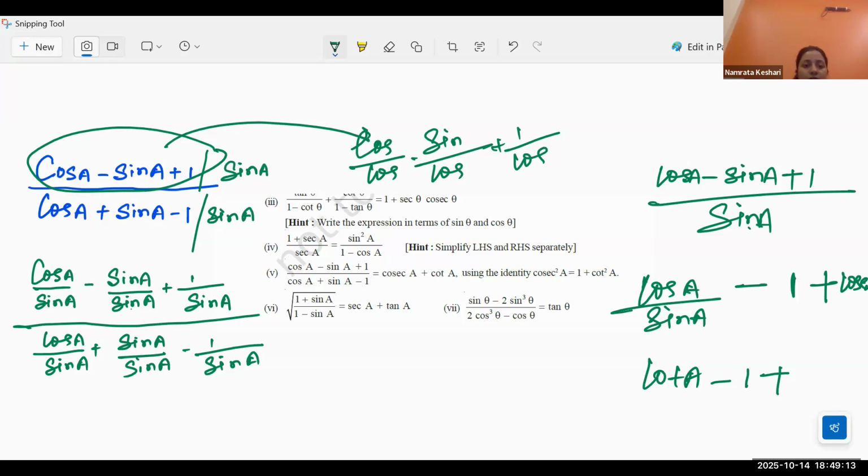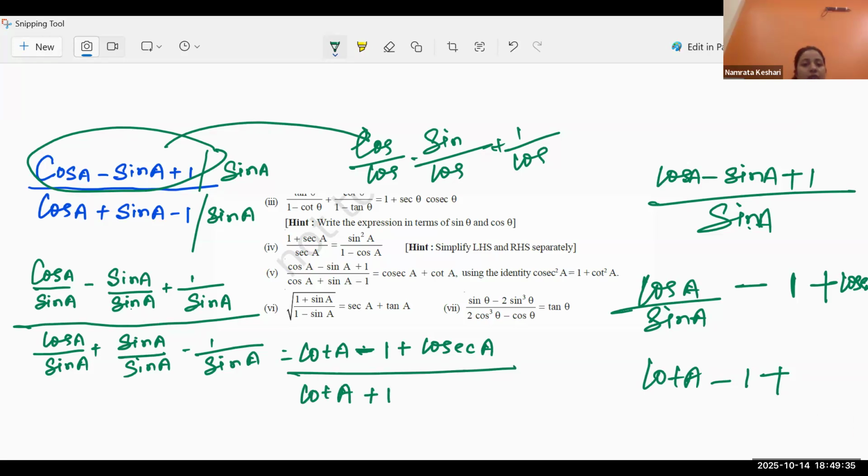Now our terms will change. The numerator will be cos by sin, that means cot a. Sin by sin will be 1 and 1 by sin will be cosec a. Denominator will be, this cos by sin will be cot, sin by sin will be 1 and 1 by sin will be cosec. Is it clear so far? Why are we doing it? We are just looking at the RHS and hence we are doing it. Is it making sense to all of you?